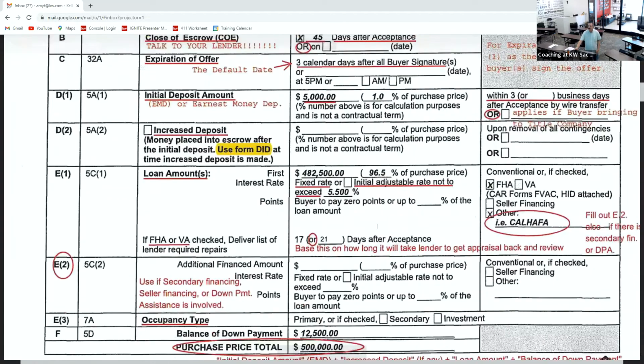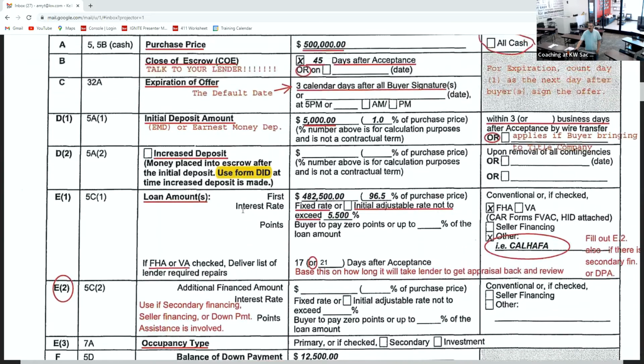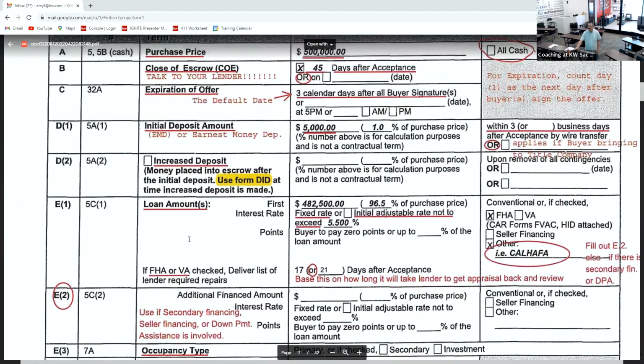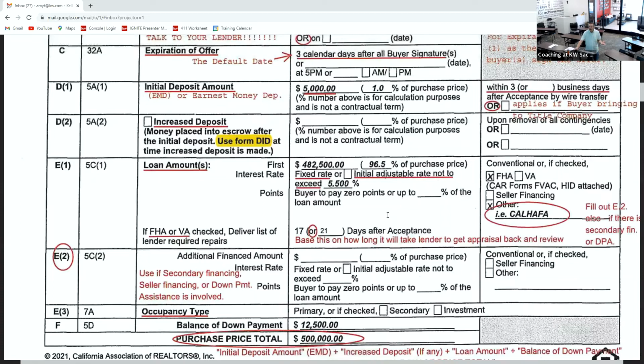Now here is where you put in the meat of your offer. And I put a few things in here just to kind of show you where they go. But in an offer for $500,000, and let's just say this was an FHA financed buyer who was getting CalHFA down payment assistance.